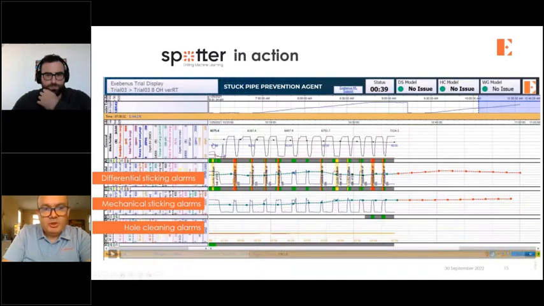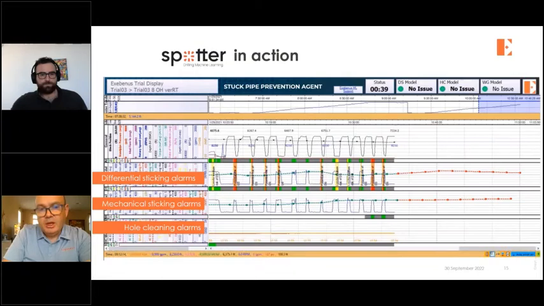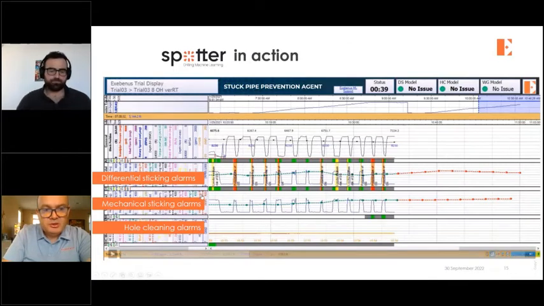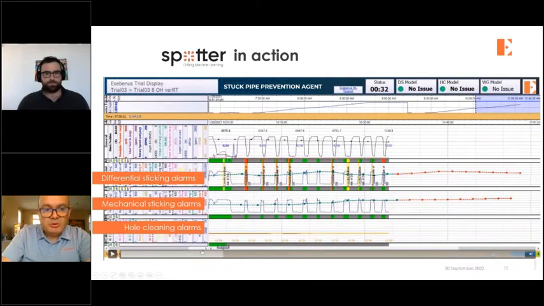Here on top, you can see some standard drilling parameters, and we only use surface drilling data. So standard drilling parameters, and then the next three tracks are our output. This is where we plot our alarms and warnings. This one is differential sticking, and then mechanical and hole cleaning issues. This is a real case study.